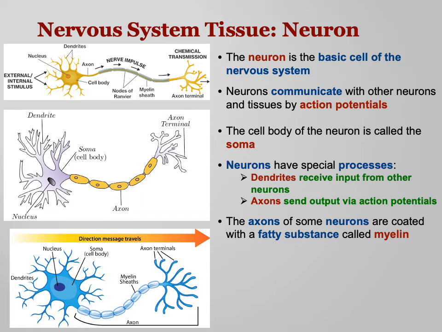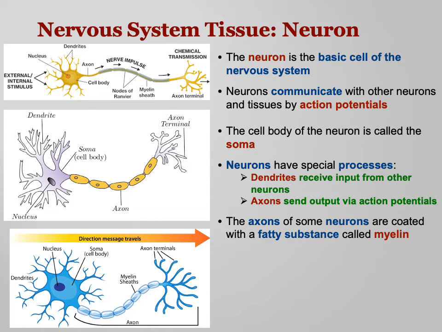Now, the axons of some neurons are coated with a fatty substance called myelin. Look at the middle picture there. See how it looks like they have little Vienna sausages? You know those disgusting little Vienna sausages they have at parties? God only knows what they're made of and what kind of stuff they're inside of that can. But those little Vienna sausages, those are called myelin sheaths, right?